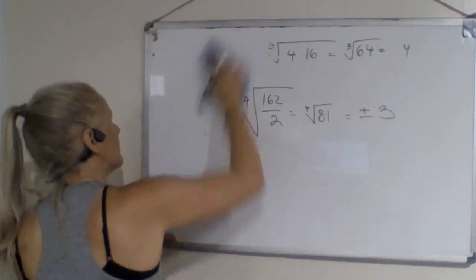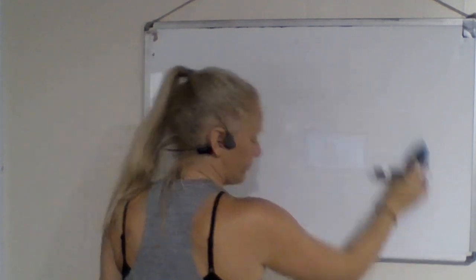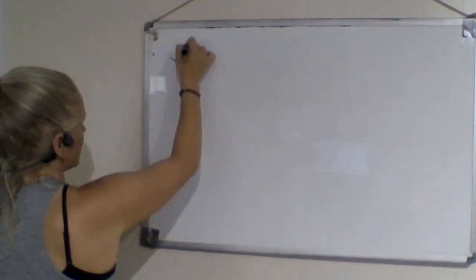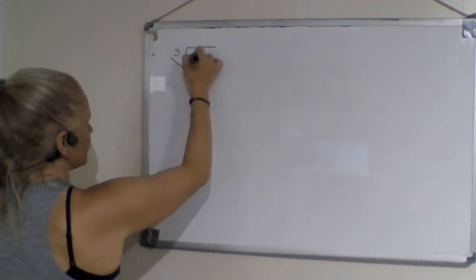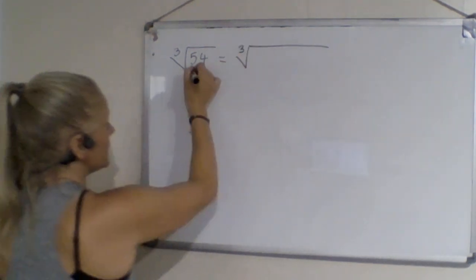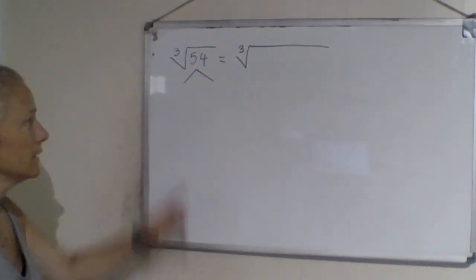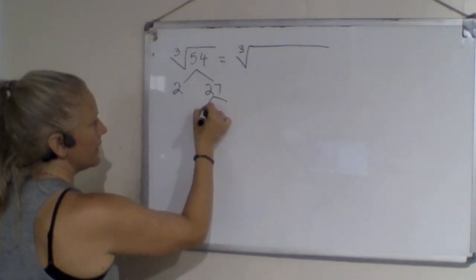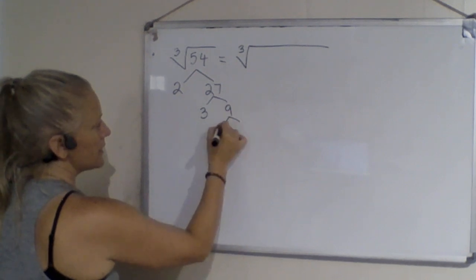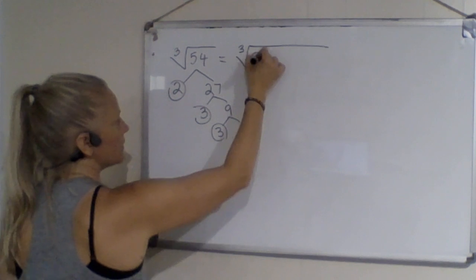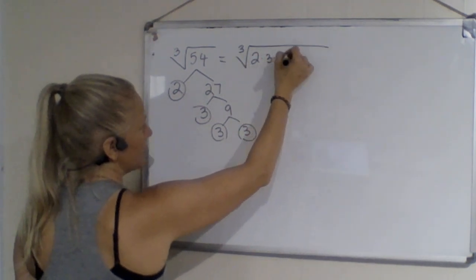Here's the part that you're not going to like. It's whenever we simplify roots that are not square roots or other types of roots. What if I say root 3 of 54? Well, do you remember this beautiful thing? That's an even number. It divides by 2, I get a 27. This divides by 3, I get a 9. This divides by 3, divides by 3. All of them are prime. This can be written as 2 times 3 times 3 times 3.